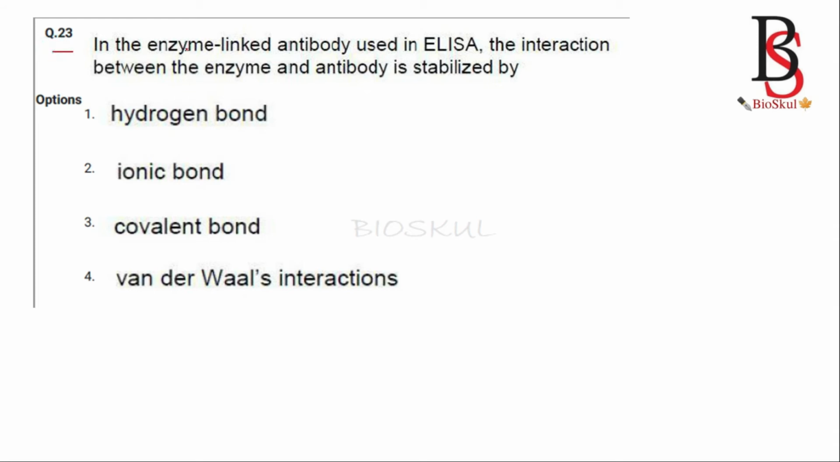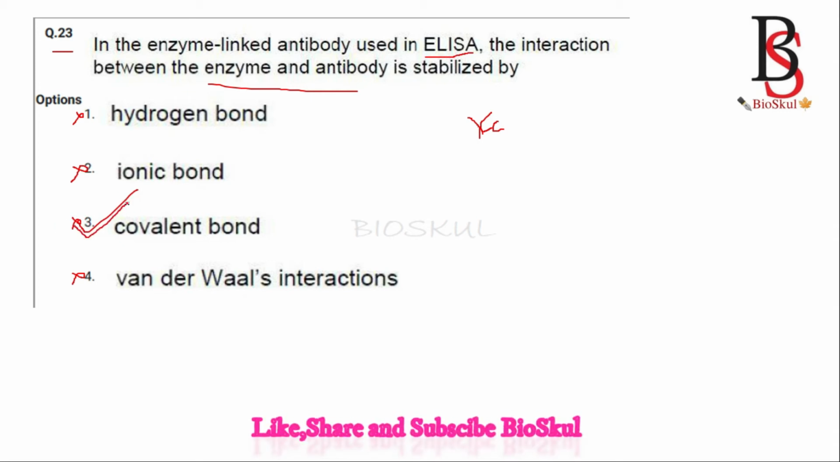Question number 23. In the enzyme-linked antibody used in ELISA, the interaction between enzyme and antibody is stabilized by. Okay. In ELISA, the enzyme and the antibody are always linked by a strong covalent bond, right? Here hydrogen bond, ionic bond and van der Waals interaction are the wrong options. So the enzyme binds to the antibody by a strong interaction, that is a covalent bond, so that the antibody should not separate from the enzyme. The correct answer is option 3.